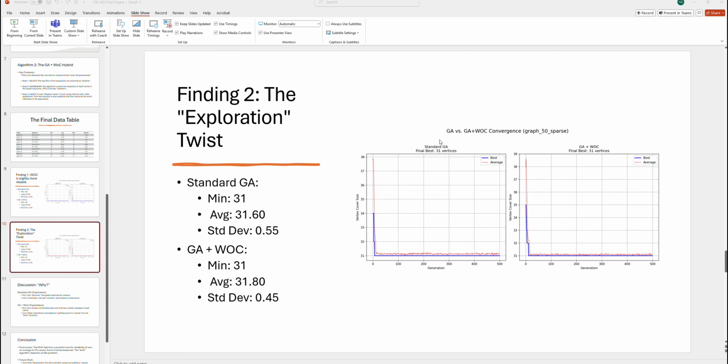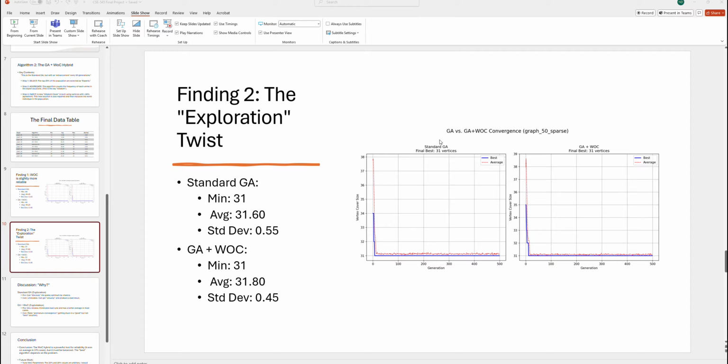But here on our second finding, we find the single most important finding of this entire project. This is what makes it so realistic and the results so interesting. On graph 50, the standard genetic algorithm actually had a better average result. This is exactly the opposite of what we just saw and the opposite of what our hypothesis was. Let's look at the data. Both algorithms found the same minimum of 31, but the standard genetic algorithm had lucky runs. Random exploration that was so good that it pulled its average down to 31.6. Its worst run was at 32, which was the best that the wisdom of crowd algorithm could do on average.